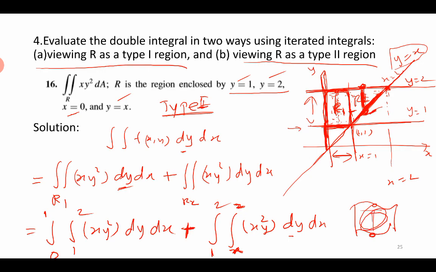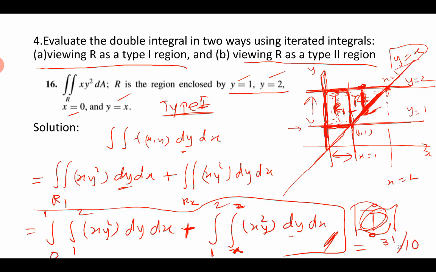I leave this work of integration for you. You have to integrate this one, isn't it? We have seen many times how to integrate. So this is the term to be integrated. And the answer is given in the problems, 31 over 10. Now let me show you how to do the same problem as a type 2 region.